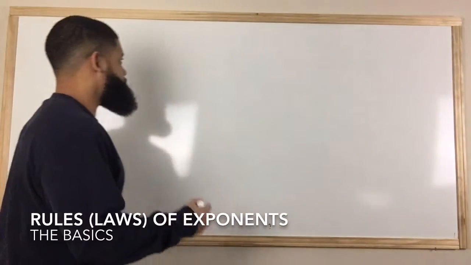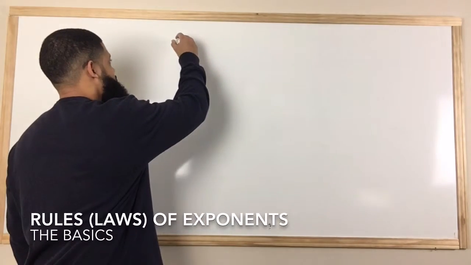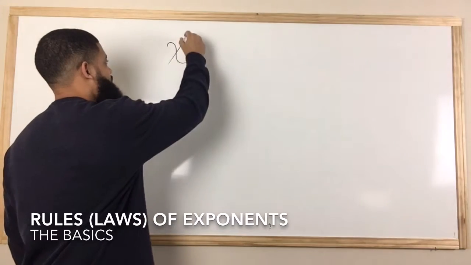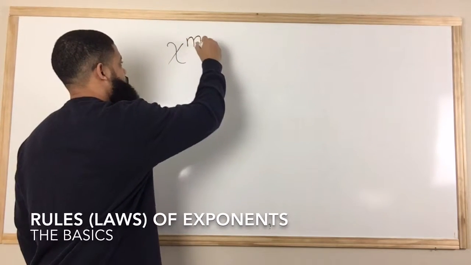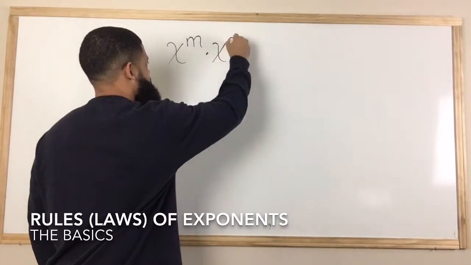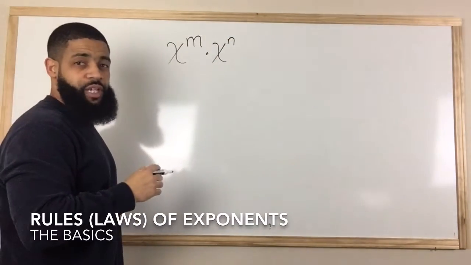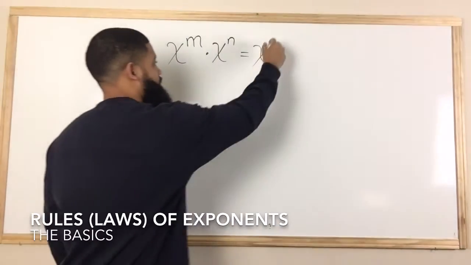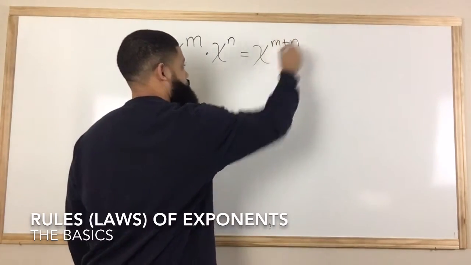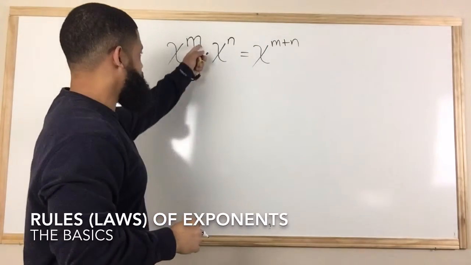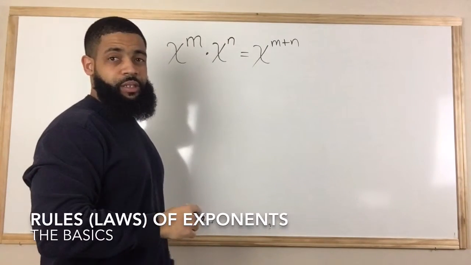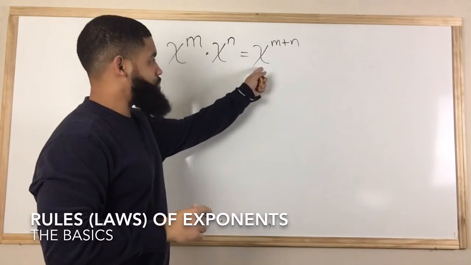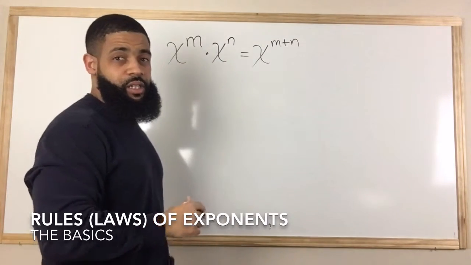So the first rule we're going to use is the product rule. And what the product rule says is that if I have the same base, but I have 2 different exponents, then I can actually use that same base and I'll add those 2 exponents. So if I have some number m and some number n as my exponents, but they both have the same base, I can simply keep that base and add the exponents.